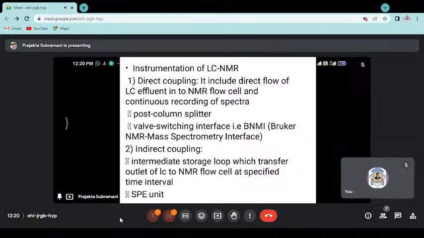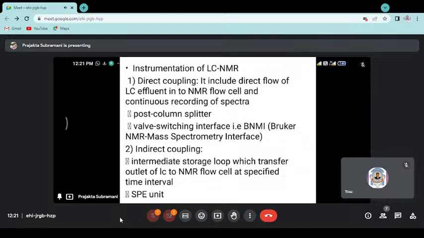So this LCNMR works by different types of modes, like continuous flow mode. It is also called on flow mode. So effluent is sampled in real time as it flows through the NMR detection coil. Means the outlet of the LC detector is connected directly to the NMR probe, means there is no interface required in this on flow mode.